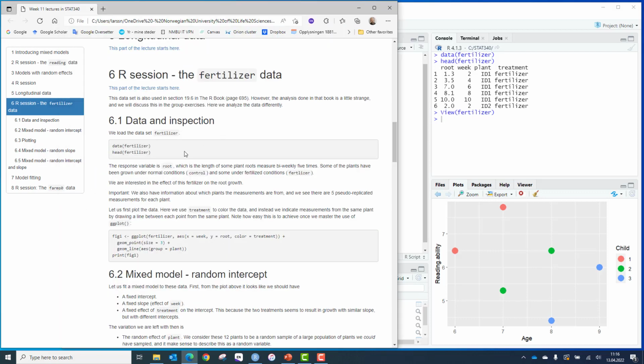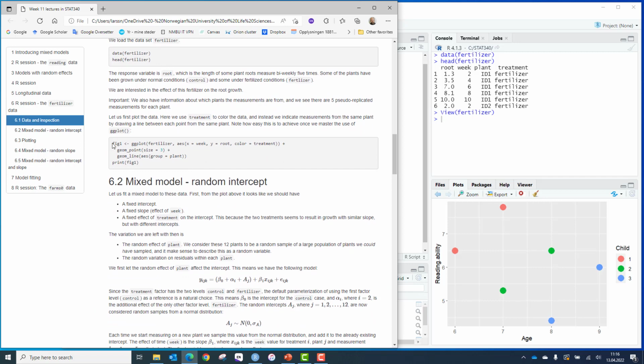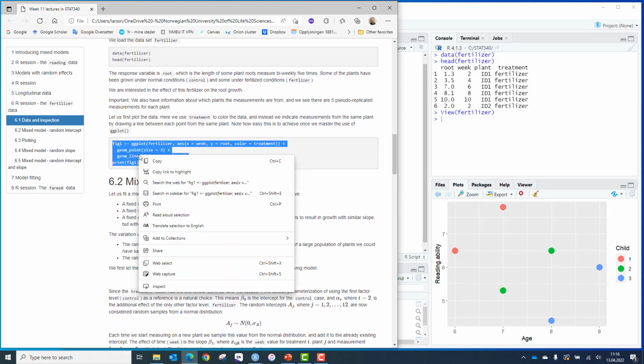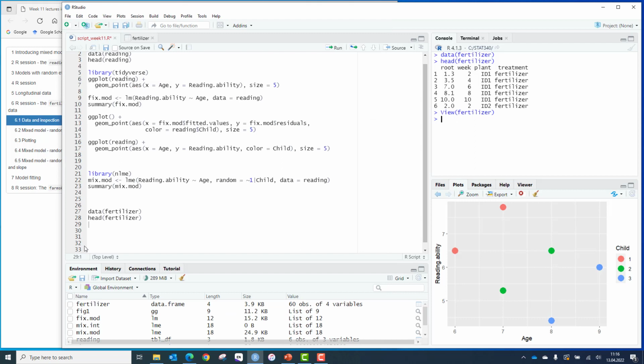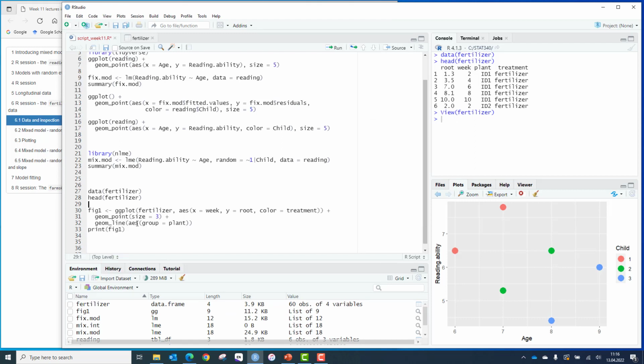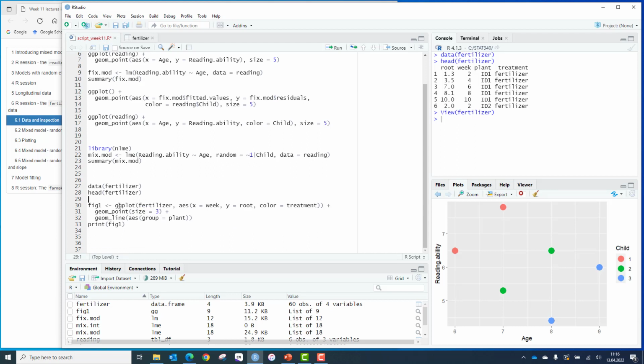So let's make a figure out of this. And here I show you a way of plotting that I recommend for this type of data. First of all, we plot the table and we use as x-axis the time column, the column that indicates time. And of course the y is the response, the root growth in this case.